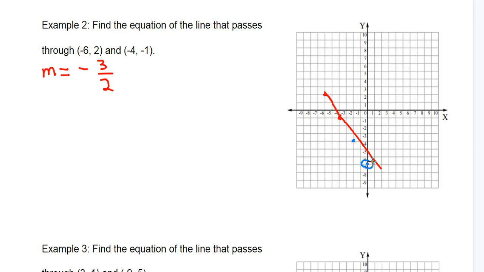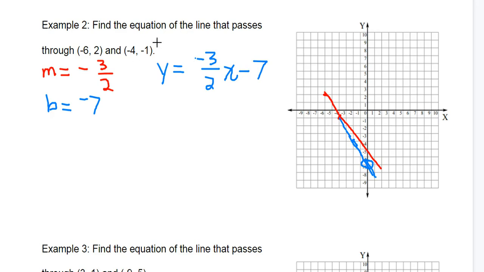Okay, our y-intercept is right there. So this line should be coming something more like this. Okay, that actually looks a little bit better. So our y-intercept here is actually -7. So our equation then is going to be y equals -3 over 2 x minus 7.